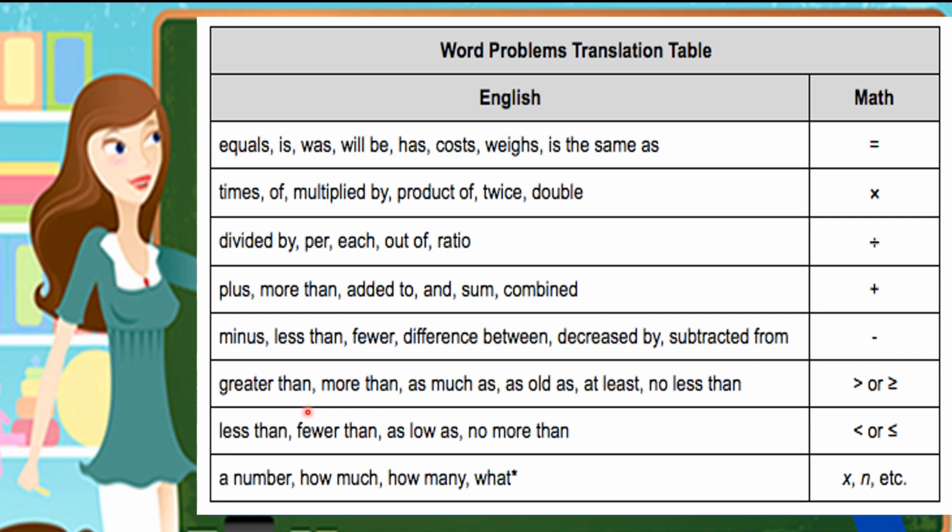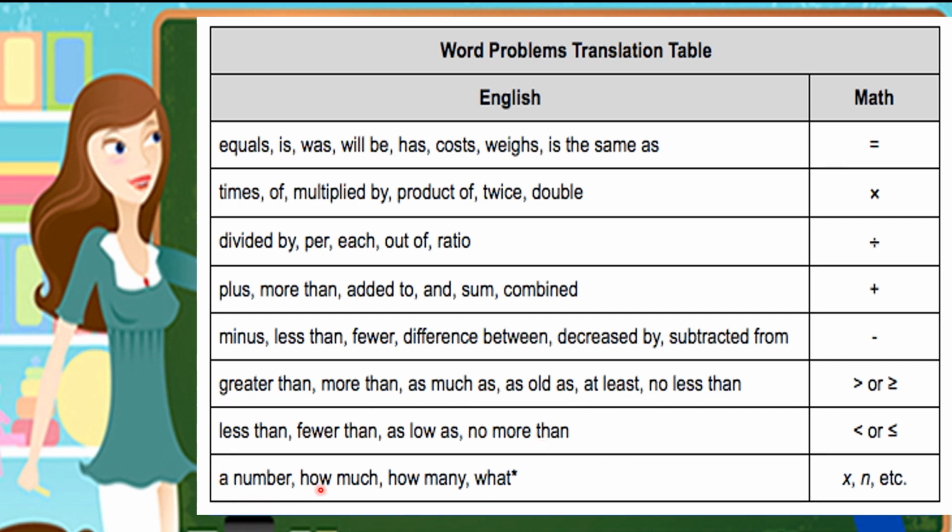Then, ito na yung inequality. Greater than, more than, as much as, old as, at least, no less than, yun naman ay greater than or equal to. Kapag naman less than, fewer than, as low as, no more than, yun naman ay less than or equal to.